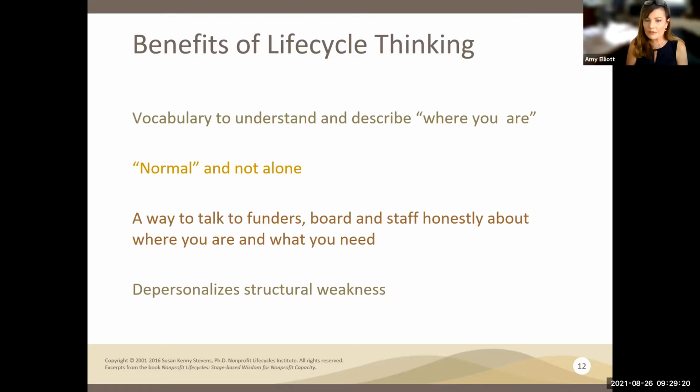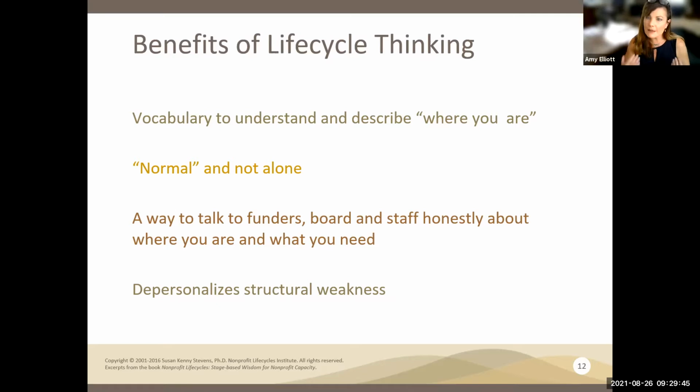A lot of times when an organization isn't where it wants to be, or it's having trouble, let's use the teenager phase of life, it's easy to point fingers. Well, my board just won't. And the board is like, well, we've told our executive director X, and it's easy to personalize things. It's easy to point blame.